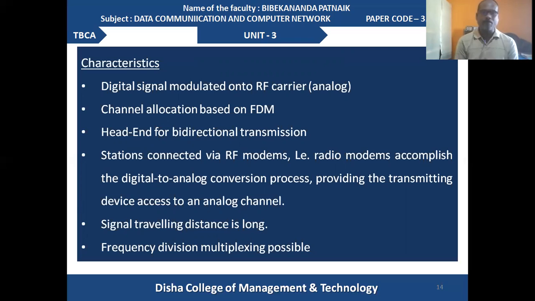So the digital to analog conversion process happens in this communication mode, and the signal travels a long distance, because you know that a radio signal can pass over some distance. Normally the distance of the signal passed in this medium is very long. And the last point is that frequency division multiplexing is possible in this case.